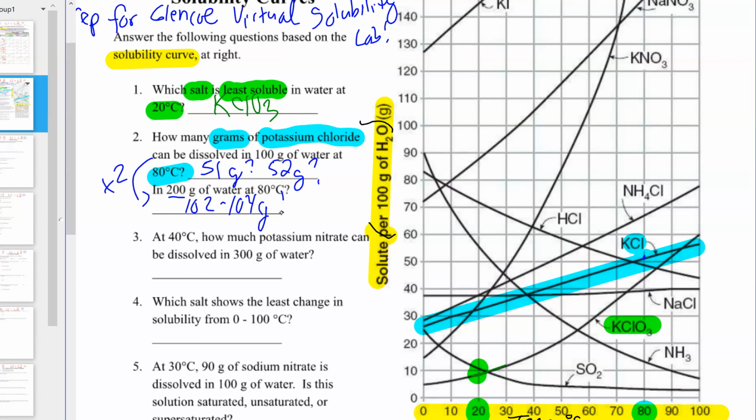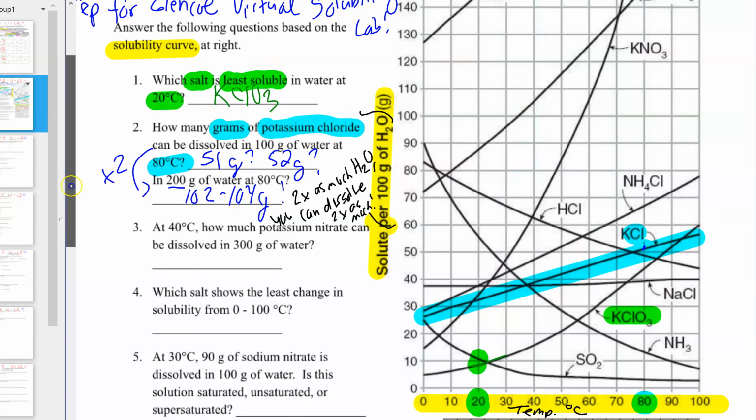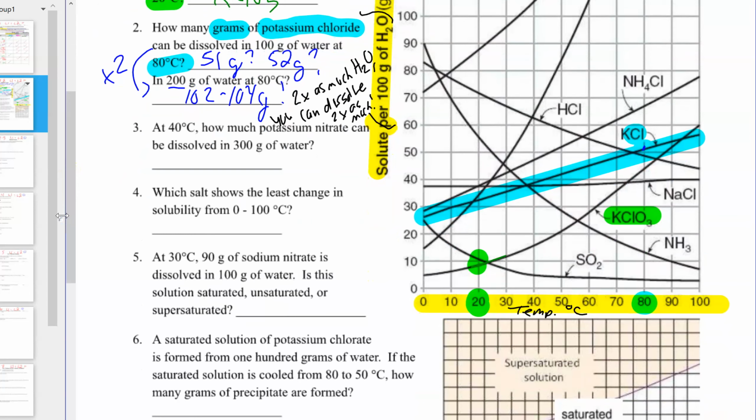We just double it. If there's twice as much water, you can dissolve twice as much stuff. So I'm going to make a little note here. 2 times as much water, that's the solvent, you can dissolve 2 times as much. Okay, keep that in mind. That'll be important later. Question 3, at 40 degrees Celsius, so let me get going on this one here.